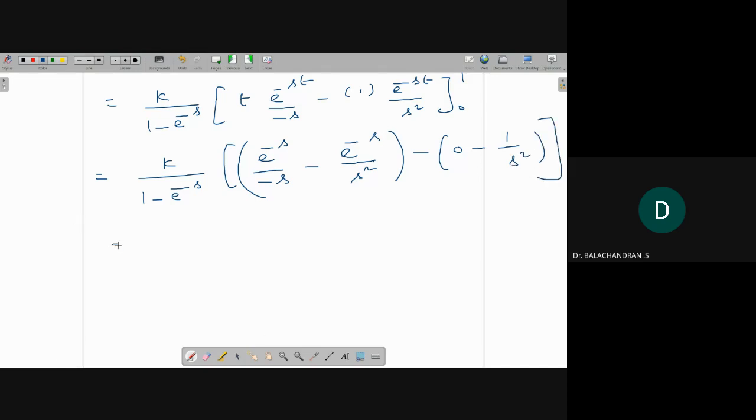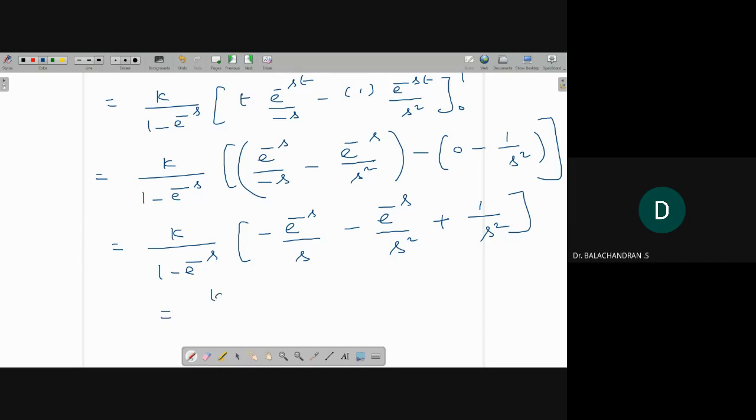So k divided by 1 minus e power minus s, you get minus e power minus s by s, and then minus e power minus s by s square plus 1 by s square. So I think here you can stop, but you can group these two: k divided by 1 minus e power minus s, into 1 minus e power minus s by s square minus e power minus s by s. So this is enough. There is no need to further simplify.